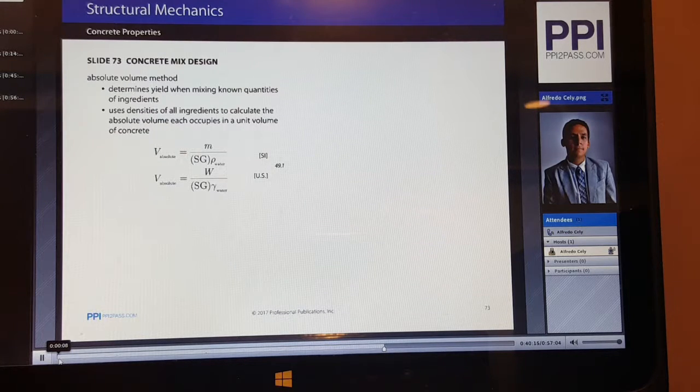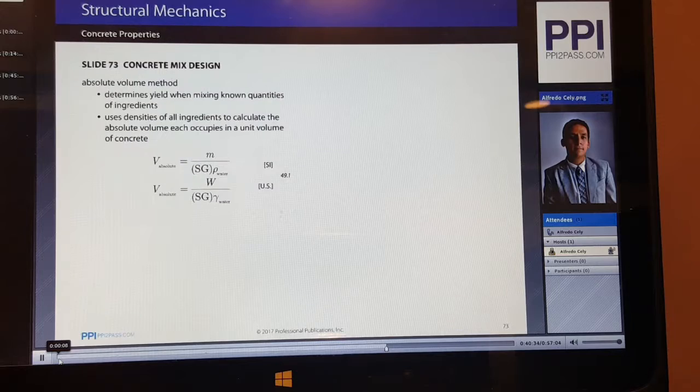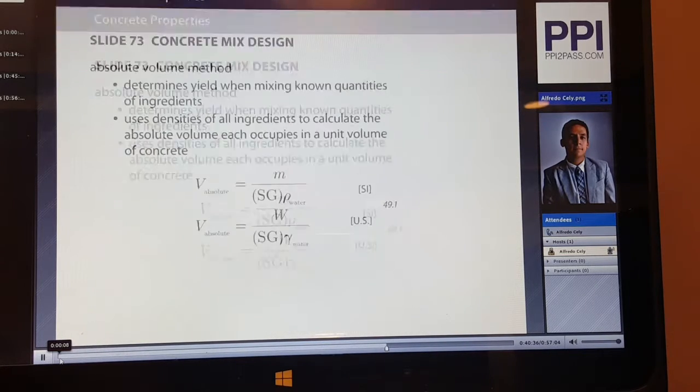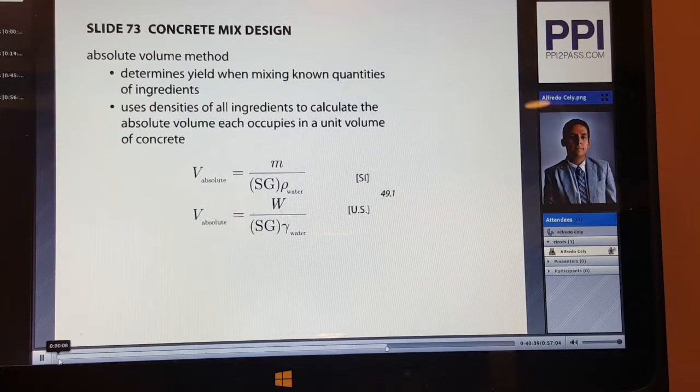And now we're starting to get into concrete mix design. Here we're going to cover the absolute volume method. It determines yield when mixing known quantities of ingredients, and it uses densities of all ingredients to calculate the absolute volume each occupies in a unit volume of concrete. So let me zoom in so you can take a look at equation 49.1 of the CERM. So this is the absolute volume. You have the mass over the specific gravity times the density of water. In US units, you have the weight over the specific gravity times the specific weight of water.